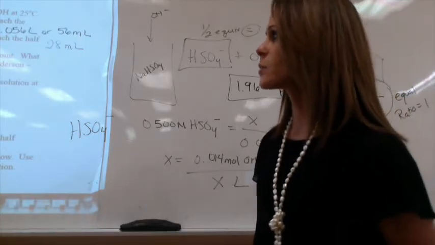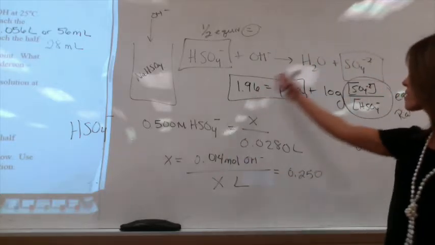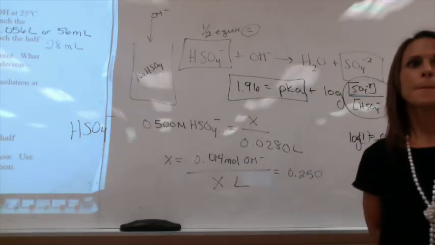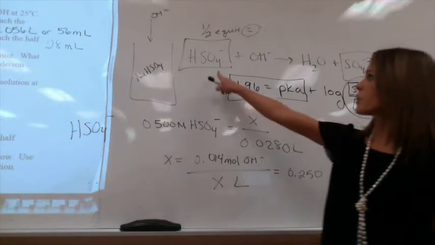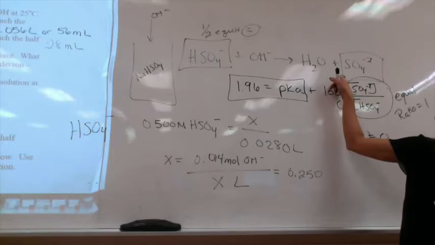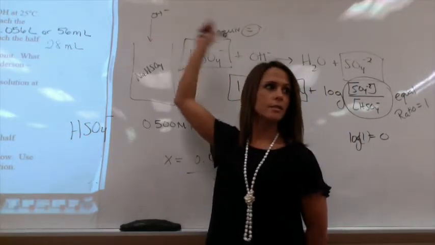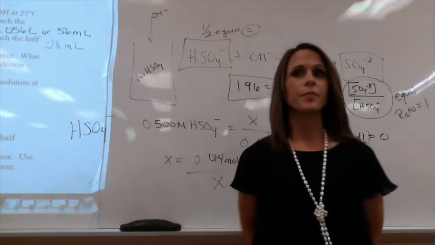Next one, identify the species that have the highest concentrations in the solution at half equivalence. There it is. What is it? HSO4-, SO4 2-, and the spectator ion going in, Na+. Any questions with this one?